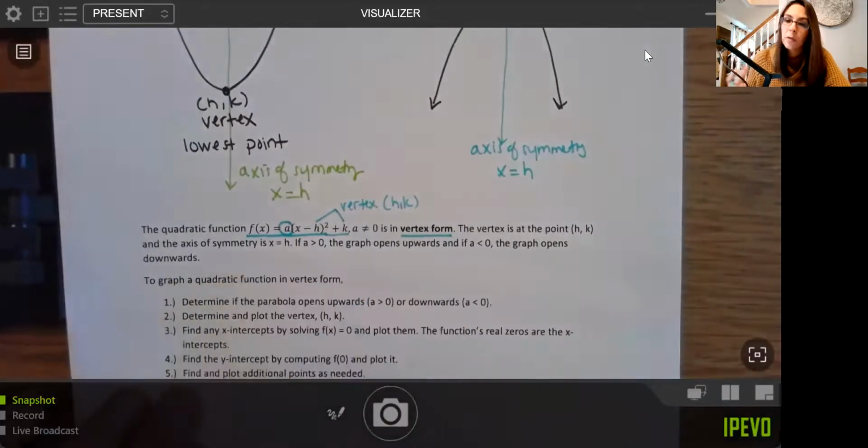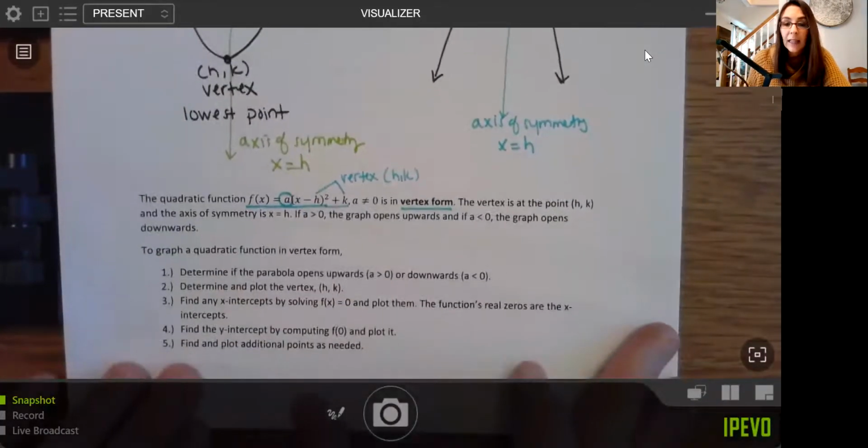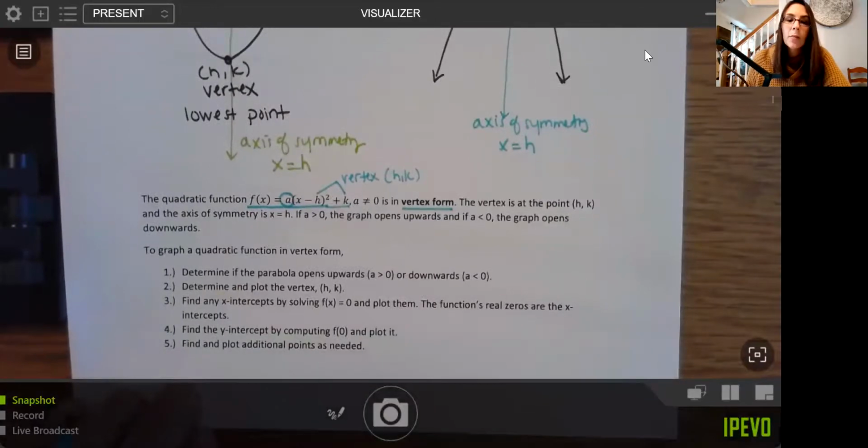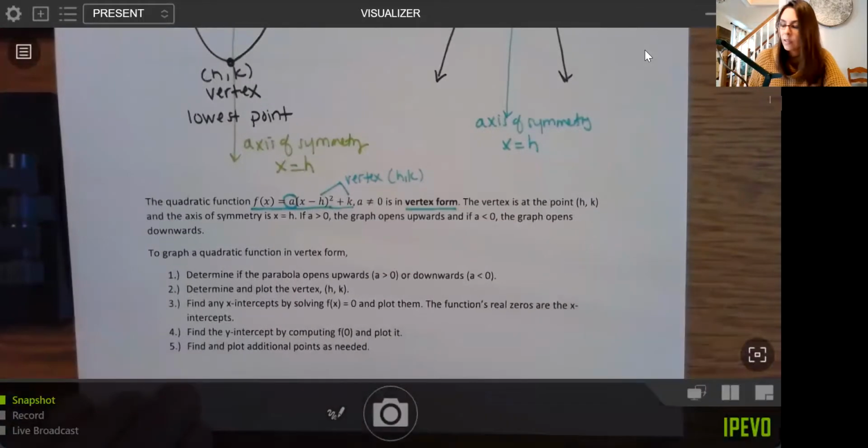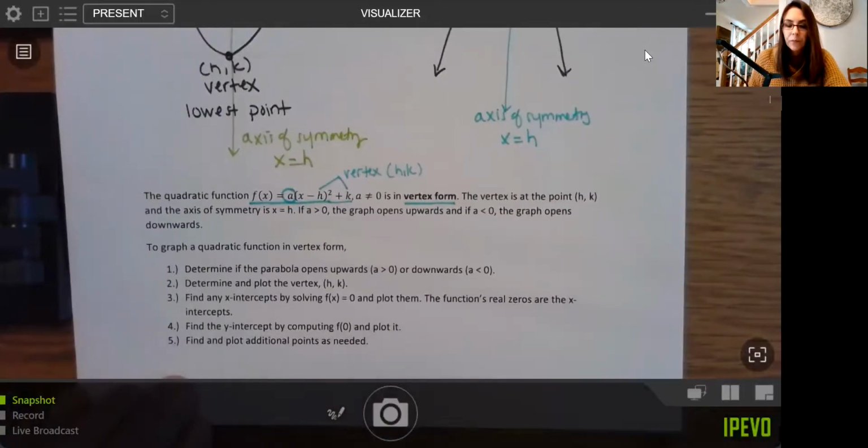So it's just a different form to write the quadratic in, and it can be really nice because, like I said, you can pick up that vertex right away, you can pick up the a right away, and then you can pretty much draw a very quick graph without having too much information. So it's really nice that you can see a quick visual.